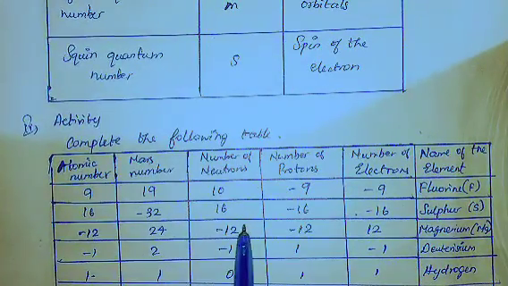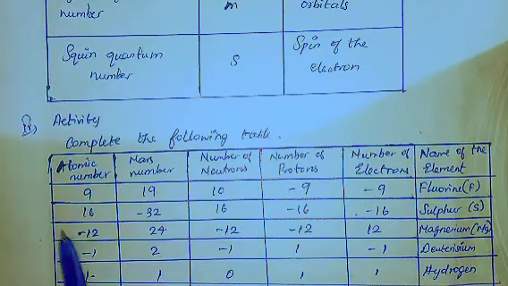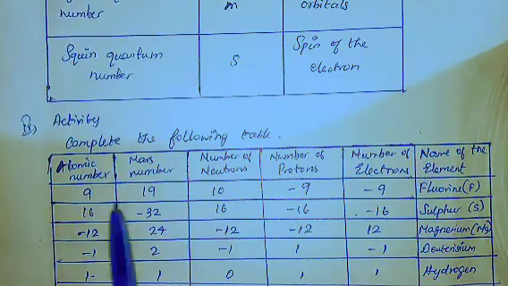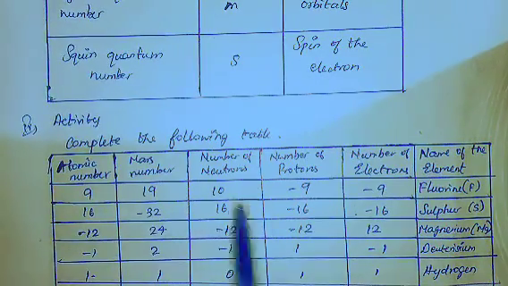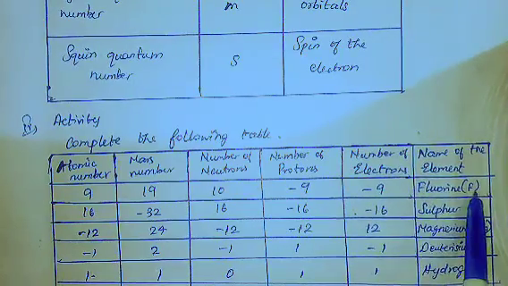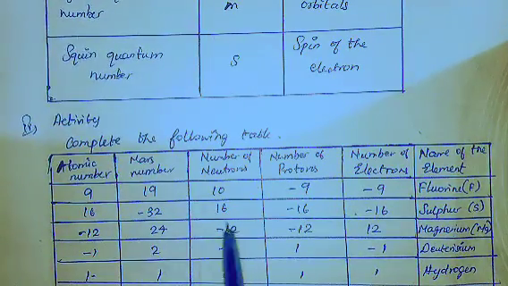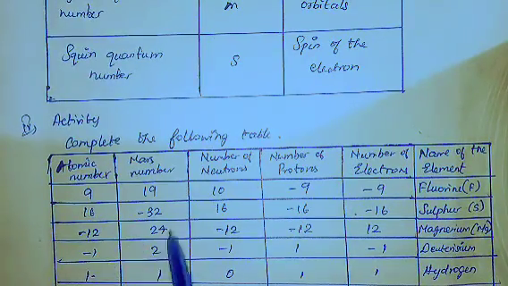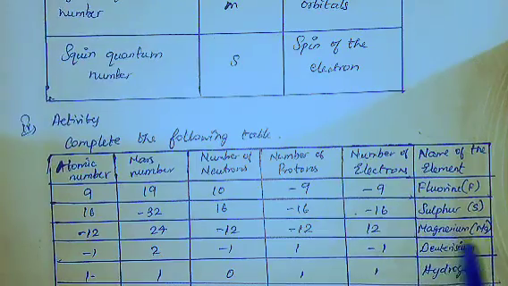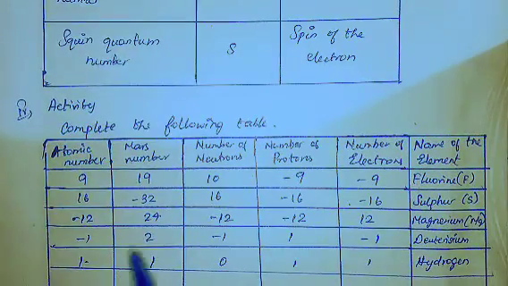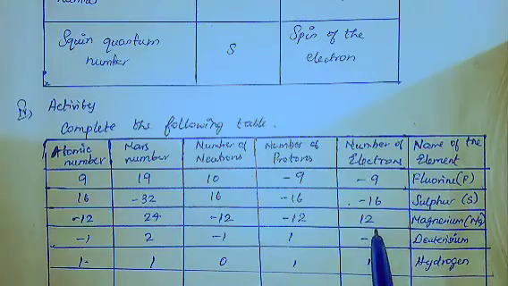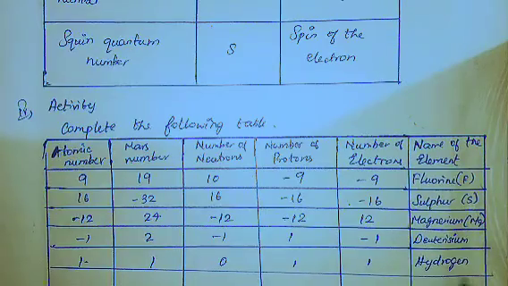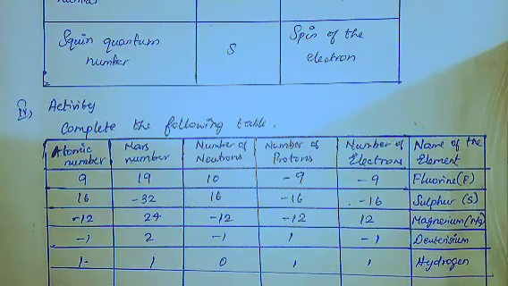Some numbers in the question paper they have given. Fill the blanks. 9, 19, 10, minus 9, fluorine, F. 16, minus 32, 16, minus 16, sulfur, S. Minus 12, 24, minus 12, 12, magnesium, Mg. Minus 1, 2, minus 1, 1, minus 1, deuterium. 1, 1, 0, 1, 1, hydrogen. This is the table given.